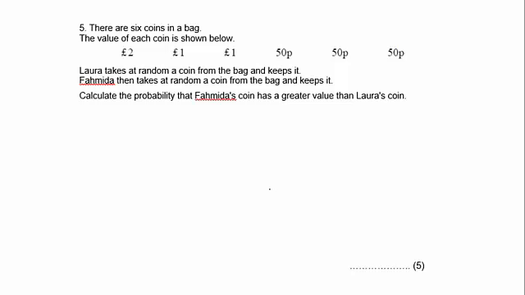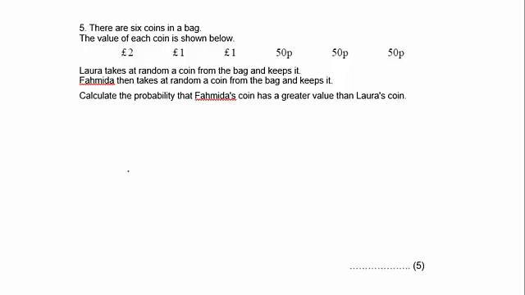Question 5. There are 6 coins in a bag. The value of each coin is shown below: £2, £1, £1, 50p, 50p, 50p. Laura takes at random a coin from the bag and keeps it. Famida then takes at random a coin from the bag and keeps it. Calculate the probability that Famida's coin has a greater value than Laura's coin.